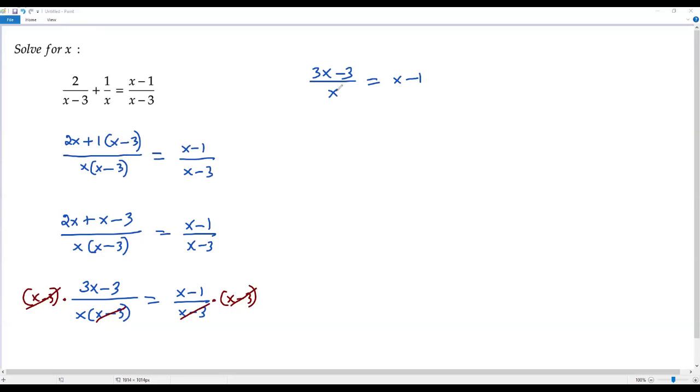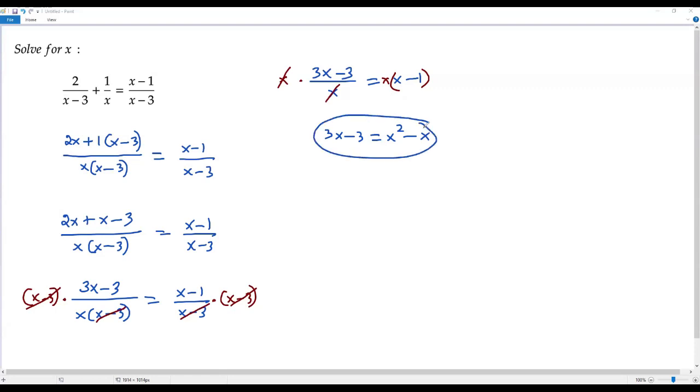Still we have x in the denominator on the left side. To get rid of this x, I have to multiply both sides of this equation by x. Let me multiply the left side by x and right side also by x. So this x and x will cancel out. The resulting equation is 3x minus 3 equals, now we can multiply this x and x minus 1. That is we have to distribute this x to x and negative 1. When I distribute this x to x, I'm getting x squared. When I distribute this x to negative 1, I'm getting negative x.